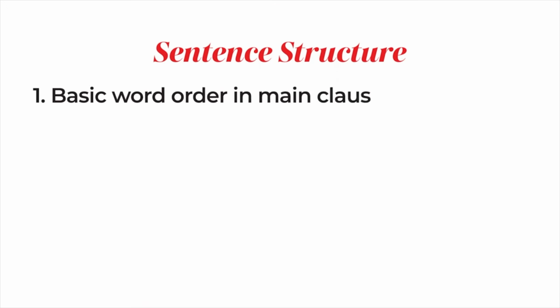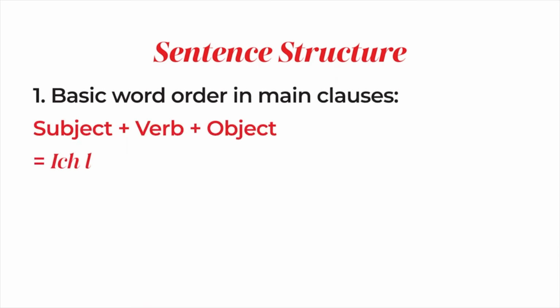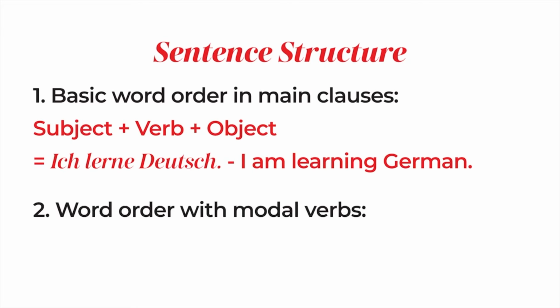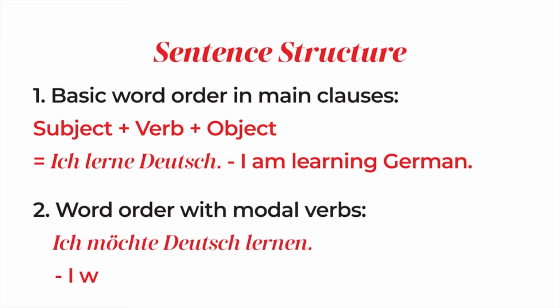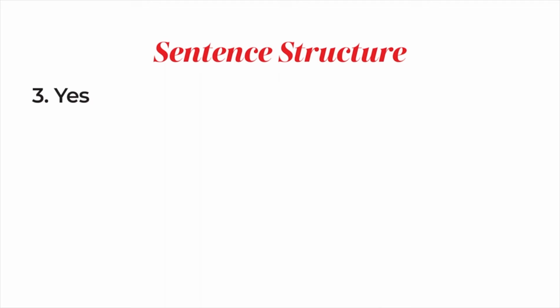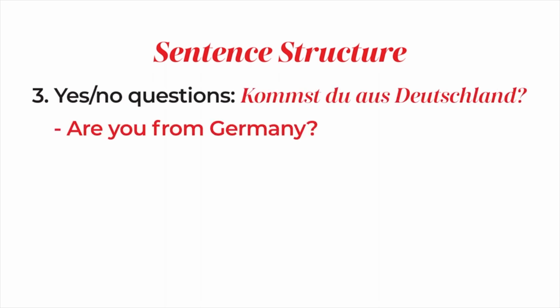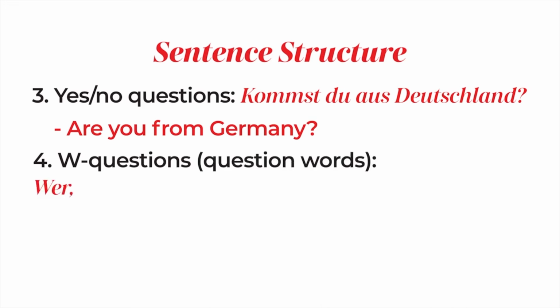Sentence structure. Basic word order in main clauses, subject, verb, object. Ich lerne Deutsch. I am learning German. Word order with modal verbs. Ich möchte Deutsch lernen. I would like to learn German. Yes-no questions. Kommst du aus Deutschland? Are you from Germany? W questions, as in the ones with question words. Wer, was, wo, wann, warum, wie.